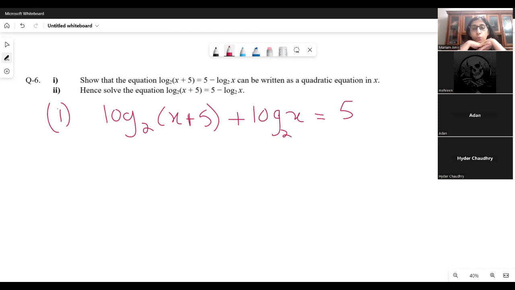Now, which property do we apply here, Mary? To merge both of these log terms into a single log term. We take log 2 common and multiply x plus 5 and x. Very good. Yes. And that property is log A plus log B.